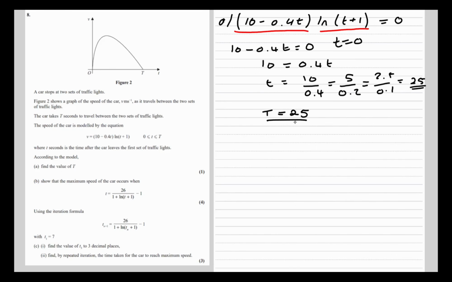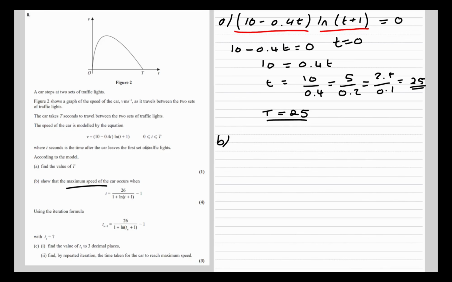Part B, show that the maximum speed of the car occurs when t equals 26 over (1 plus ln(t plus 1)) minus 1. So this is the turning point where dv/dt equals 0. So we're going to differentiate and make it equal to 0. The maximum speed is where the gradient is equal to 0.